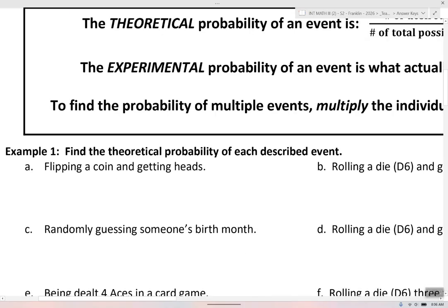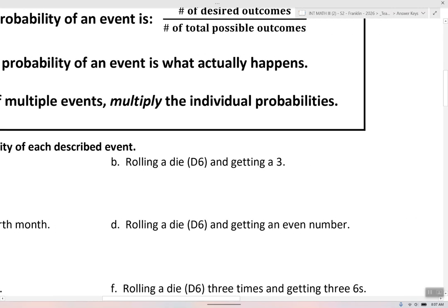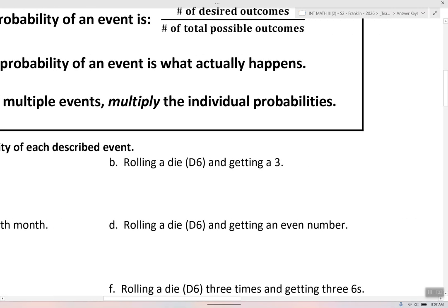So first of all, and this is what I just said, flipping a coin and getting heads. So the number of ways I can get heads is 1. There's one side of the coin that is heads, and there are two possible outcomes there, heads or tails. Rolling a die, a d6, six-sided die, and getting a 3. Well, there's 1 3 on a d6, and there are 6 possible outcomes, so 1 out of 6.